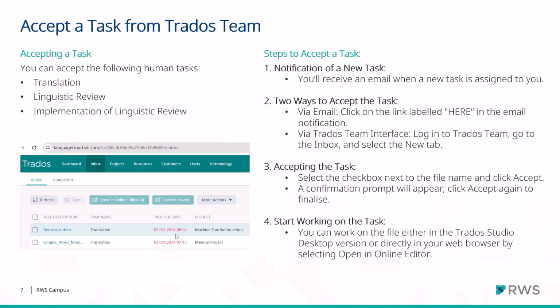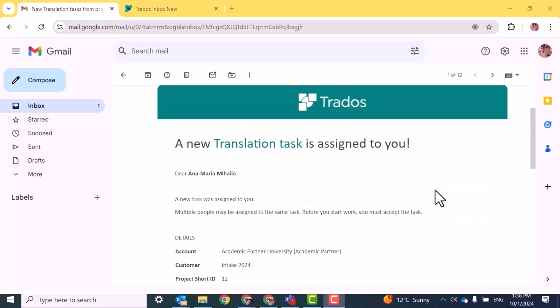Then you will start working on the task and you can decide if you want to do the task on the desktop version of Trados Studio or directly in your web browser by selecting Open in Online Editor. Let's see all these steps in the following video. How to accept a task from Trados team.